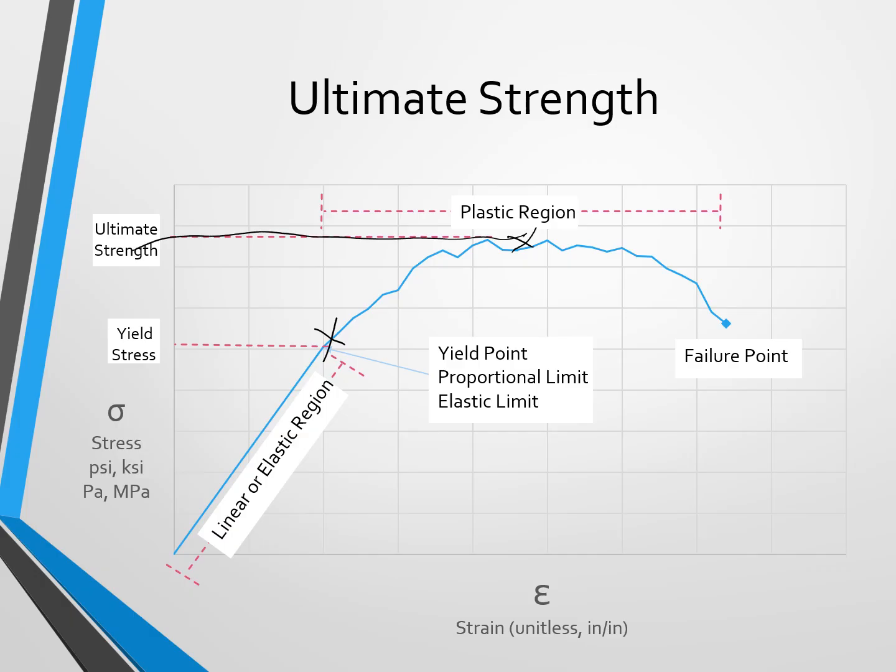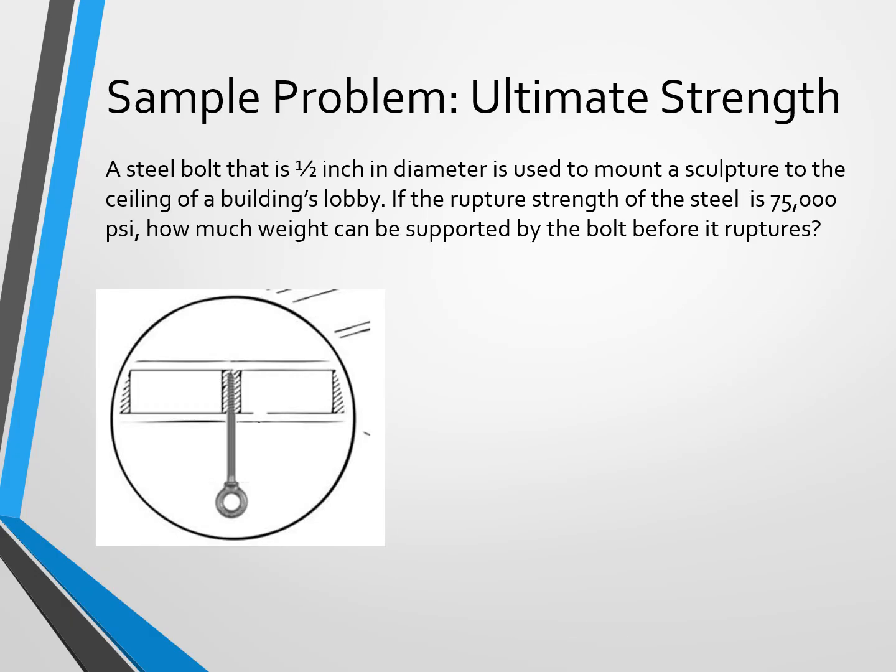There's my ultimate stress. So if we go back to that same bolt, that 1/2 inch diameter bolt used to mount that sculpture, how much weight could it support before it actually breaks or ruptures? Not before it yields, but before it ruptures. So we use that same equation, stress is equal to force or weight divided by cross-sectional area.